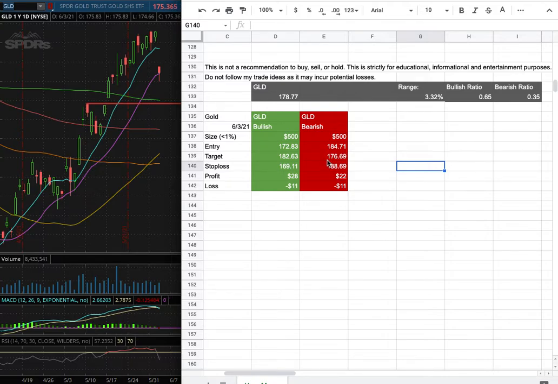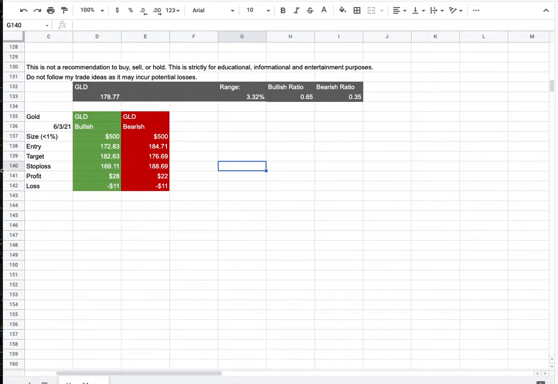However, if I were to open a short position, my entry is at $184.71. My sell target is at $176.69 and my stop loss is at $188.69. So whichever entry price were to hit first, that'll be my position of the week.